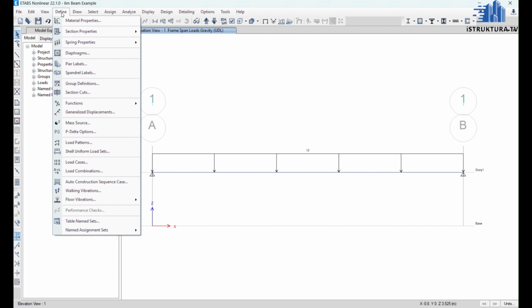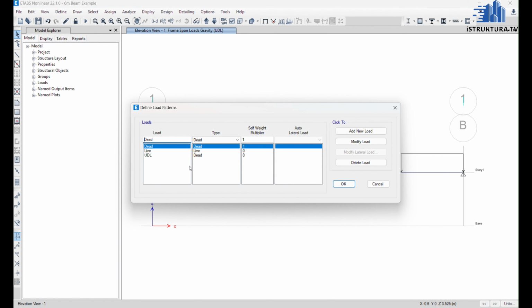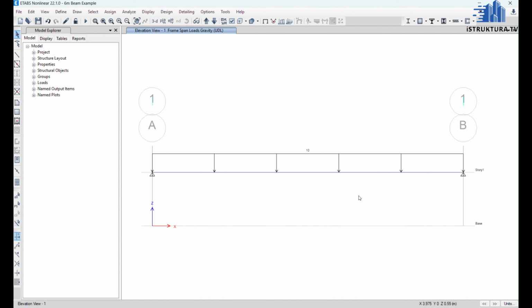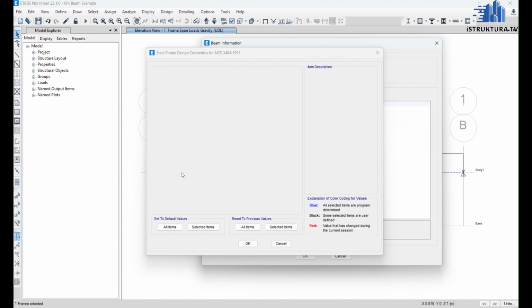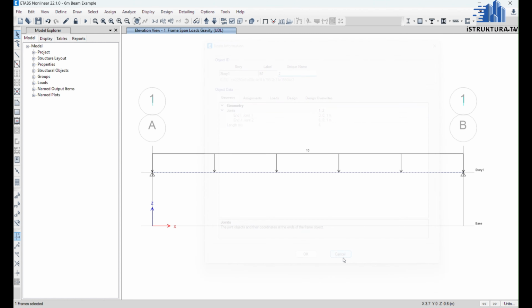For this example, the self-weight is assigned to 0. It means the self-weight of the beam is not calculated for this example. So we have a 6 meter span, we have a UDL of 10, and let's try to analyze it.